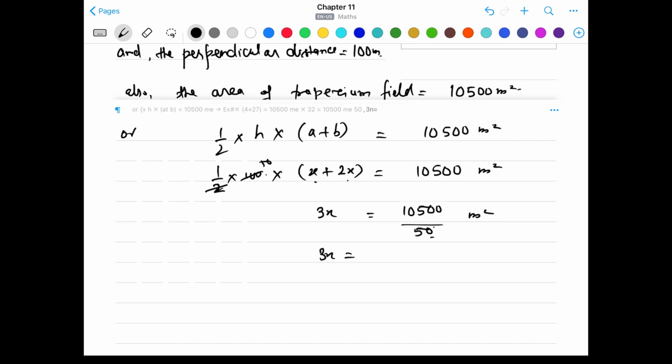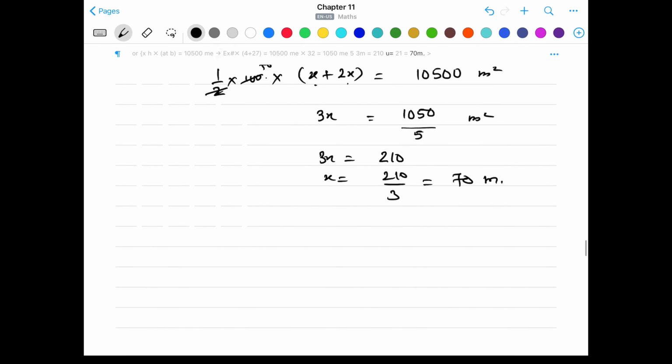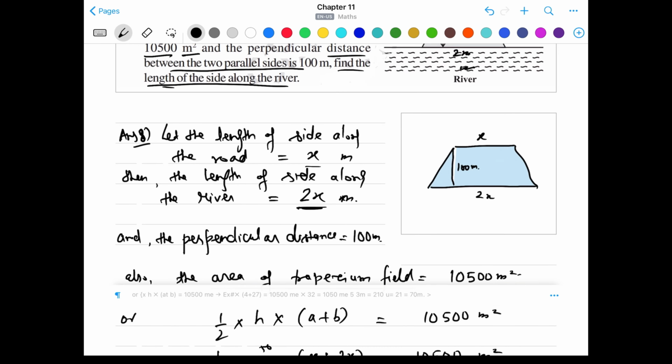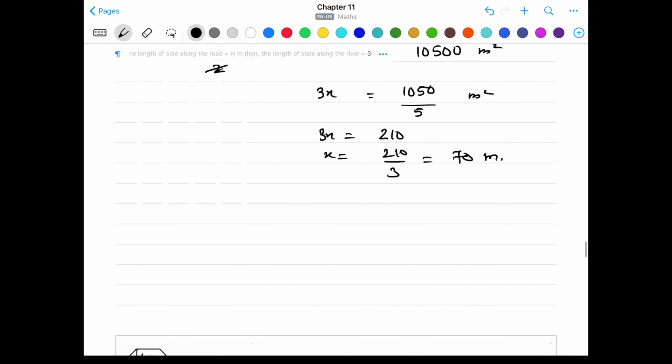Or this will be 3x equals, this 10 will cancel the 10 here. So what we are left with is 1050 divided by 5, which is 210, so x from here will be 210 divided by 3 equals 70 meter. So that's the length of x. What we have to calculate here is the length of the side along the river, and we have taken that as 2x.